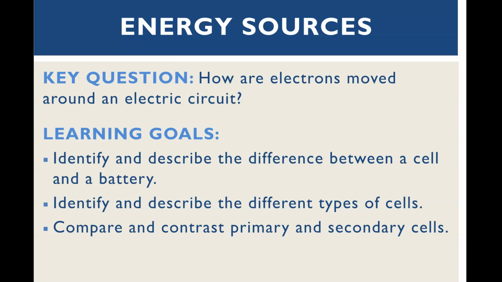So the key question is, how are electrons moved around an electric circuit? We're going to be identifying and describing the difference between a cell and a battery, identifying and describing the different types of cells that are available, and also comparing and contrasting primary and secondary cells.